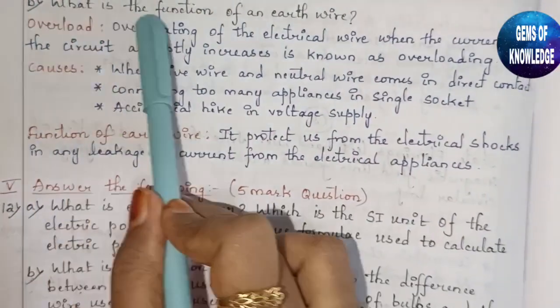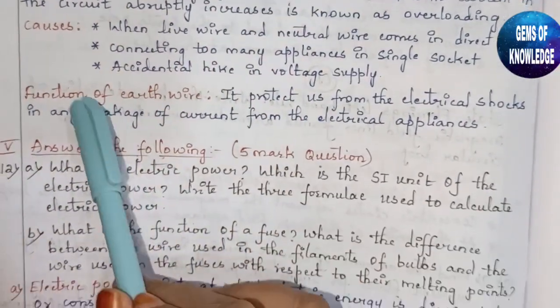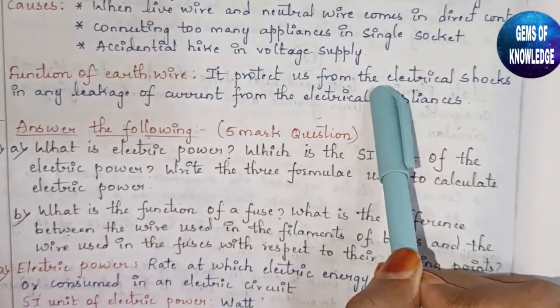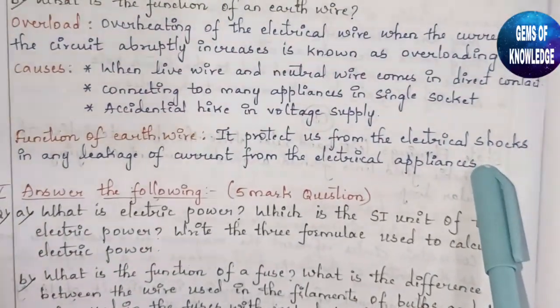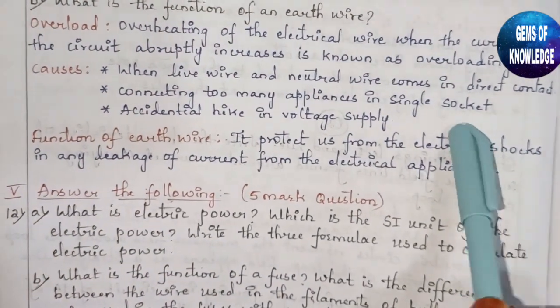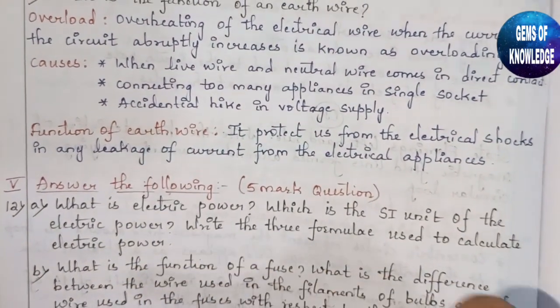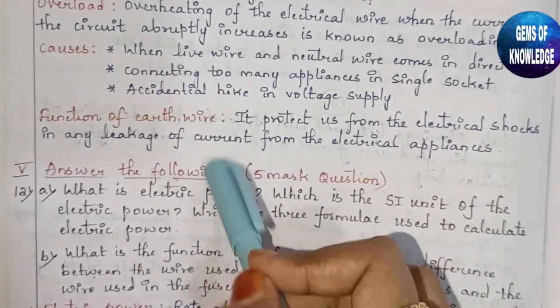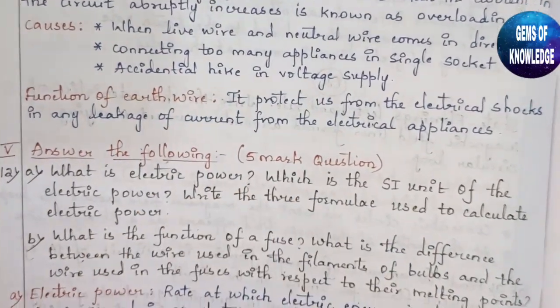Next, what is the function of the earth wire? The function of the earth wire is that it protects us from electrical shocks. It protects us from electrical shock if any leakage of current is present in the electrical appliances. That is the function of the earth wire.